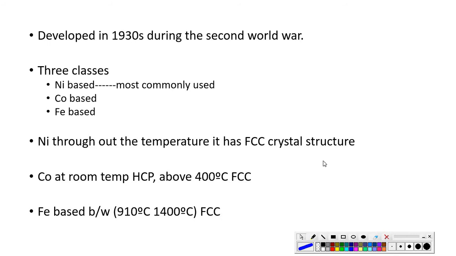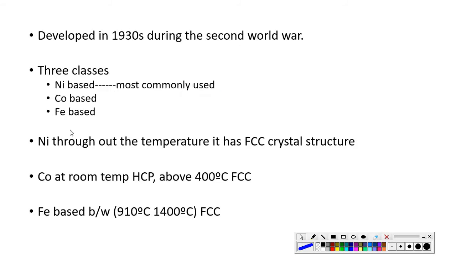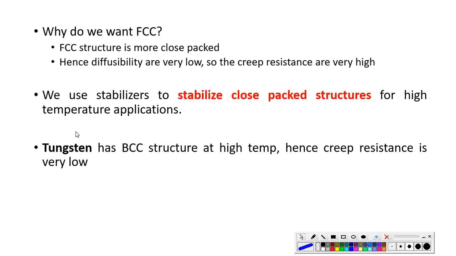FCC crystal structure, or face-centered cubic crystal structure. Where do we want the FCC crystal structure? We know FCC crystal structures are more close packed. If you consider the atomic packing factor of the FCC crystal structure, it is more close packed than that of the BCC crystal structure. Because of the very close packed structure, what is the advantage? Diffusibility is very low, so the creep resistance will be very high at a high temperature. So the chance for diffusion will be very small in the FCC crystal structure. That is why these three materials are selected for the development of superalloys: nickel, cobalt and iron.